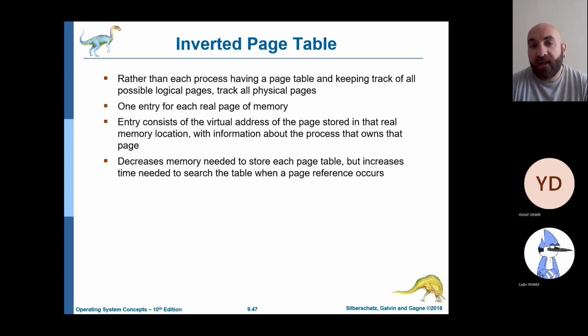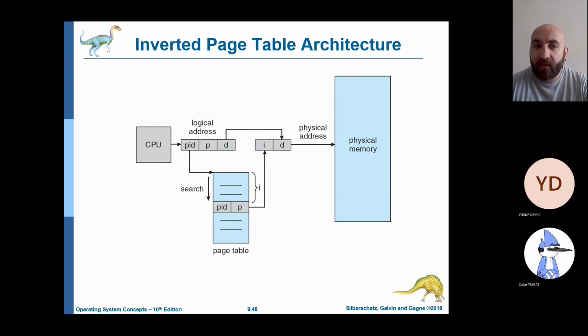So only one page table is in the system, and it has only one entry for each page of physical memory. For that reason, it's called an inverted page table. Instead of creating page tables for each process, we can create a complete page table based on the frames. This figure shows the operation of an inverted page table.